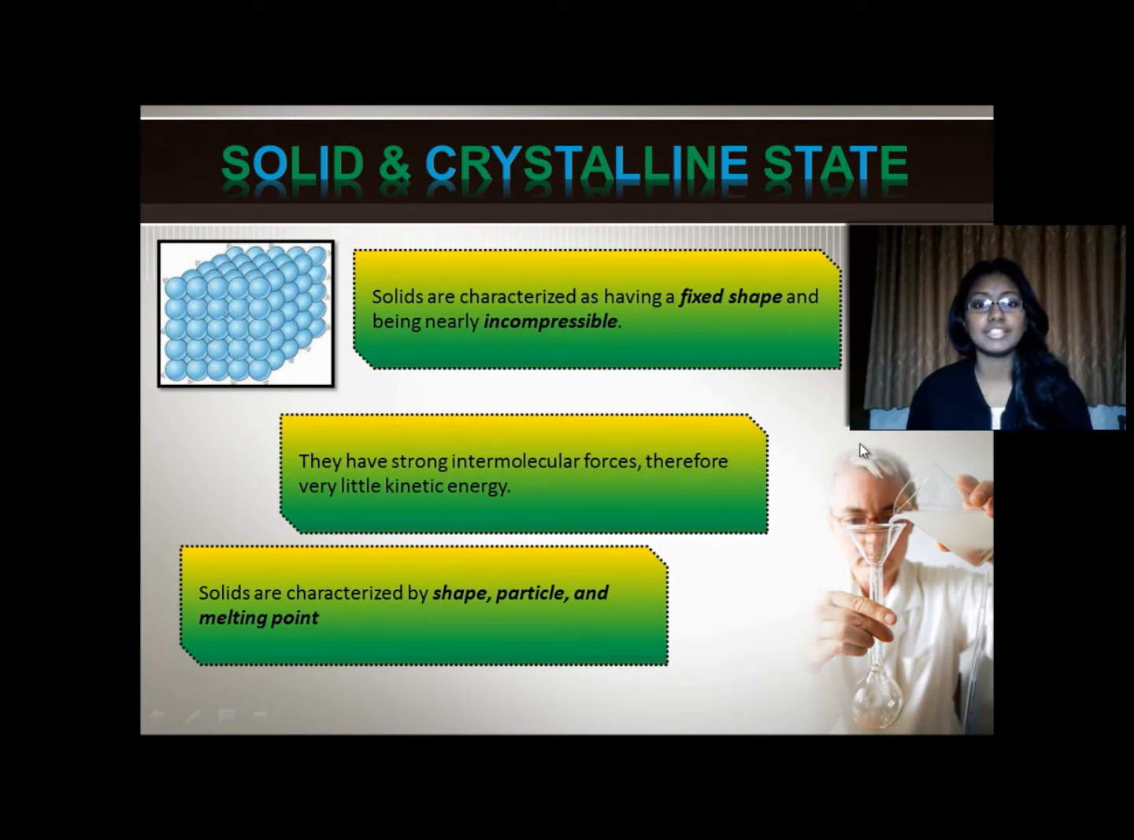I will continue with solid and crystalline state. First, solids are characterized as having a fixed shape and being nearly incompressible. Incompressible means that it is very difficult to change a solid's density, which is defined as density equals mass per unit volume. They also have strong intermolecular forces, therefore very little kinetic energy. Solids are characterized by shape, particles, and melting point.